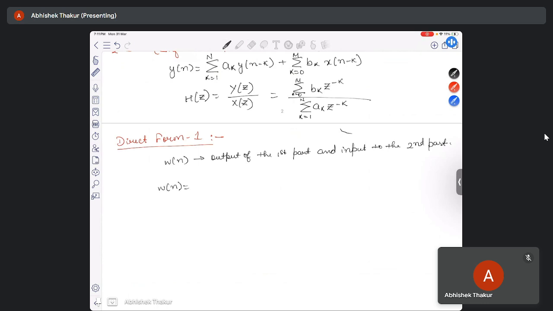So what is the output of the first part? That is a summation of k is equal to 0 to m, bk x of n minus k. This is our first part, okay? And then y of n is equal to summation k is equal to 1 to n, ak y of n minus k, plus w of n. So in this way, you can see that we have used the output of the first part, and then we have found y of n.